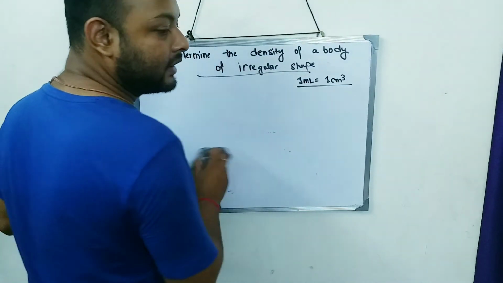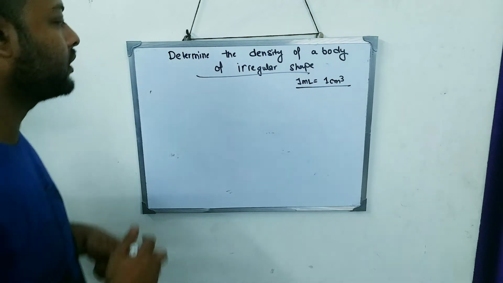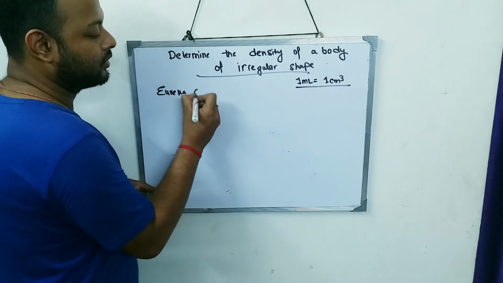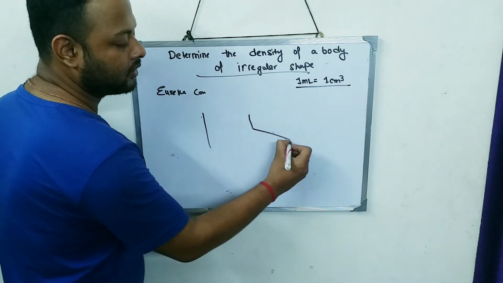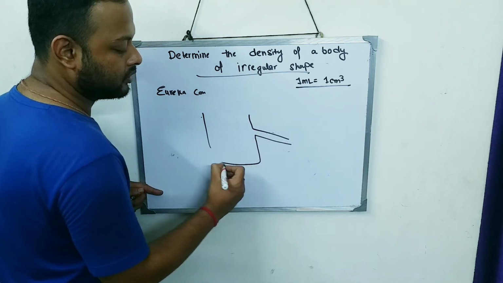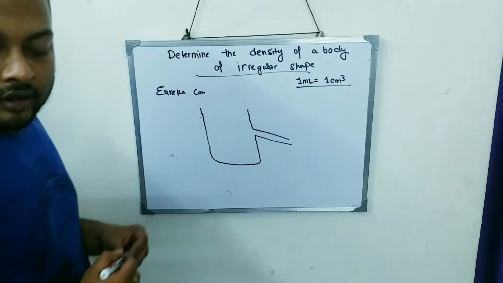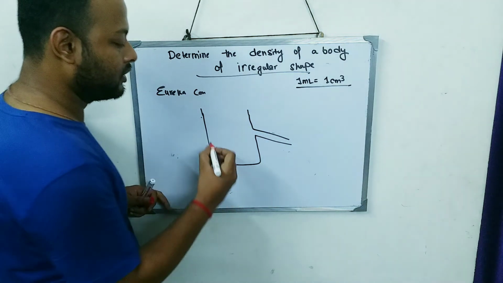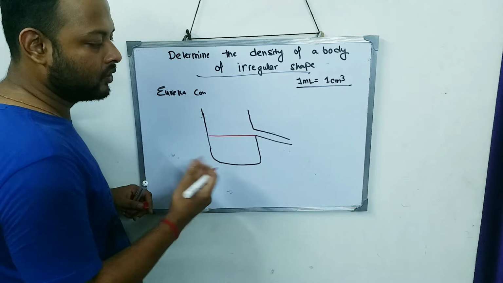Right now, we'll take the help of a Eureka can. I think you know what a Eureka can is. In the Eureka can, there is initially some level of water. So this is the level of water. We don't need to know how much.